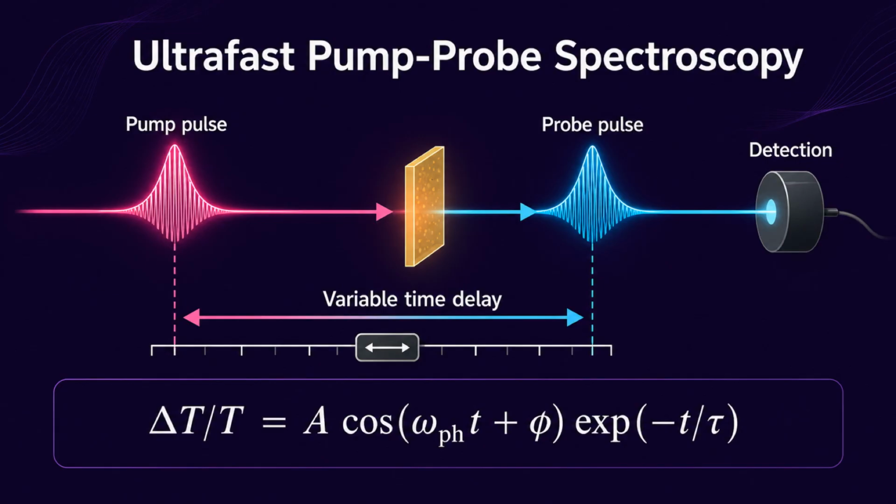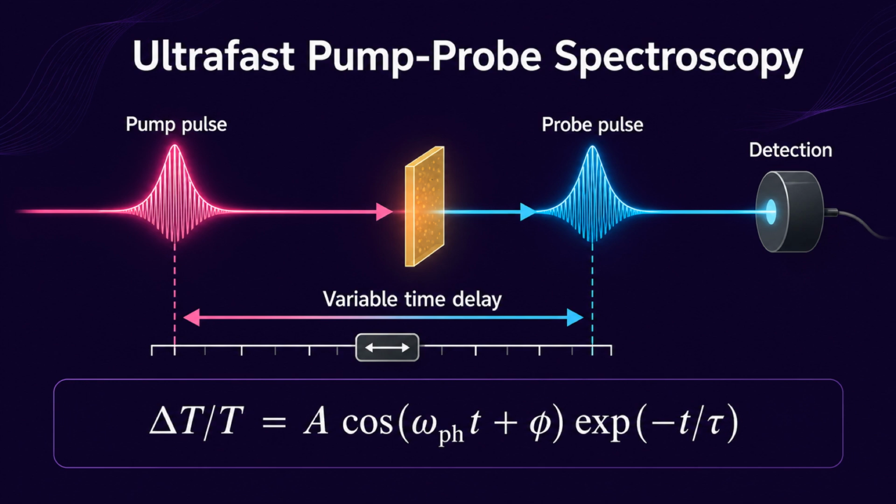Ultrafast pump probe spectroscopy uses a pump pulse to excite the material and a probe pulse to detect transient changes in optical properties as a function of time delay. The pump can be circularly polarized for valley selective excitation. The differential transmission reveals coherent phonon oscillations.